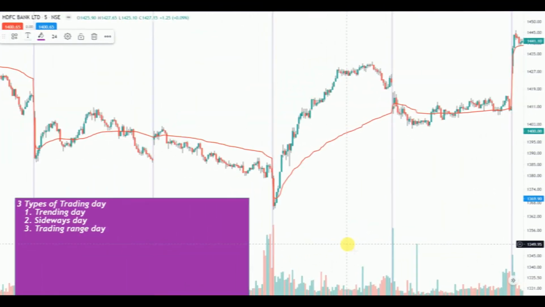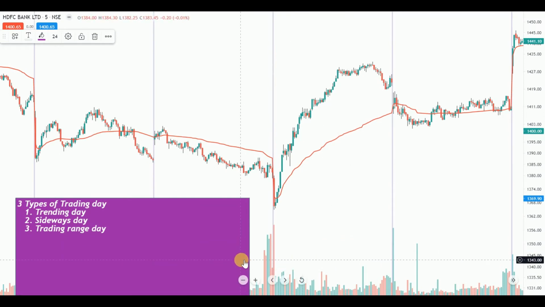Before going further into how we can determine the intraday trend of a stock, let us understand the types of trading day. There are typically three types of trading day: trending day, sideways day, and trading range day. Let us look at them one by one.